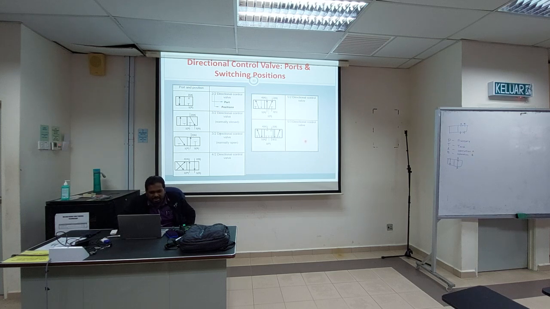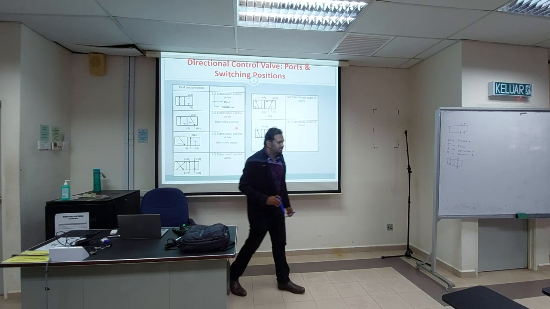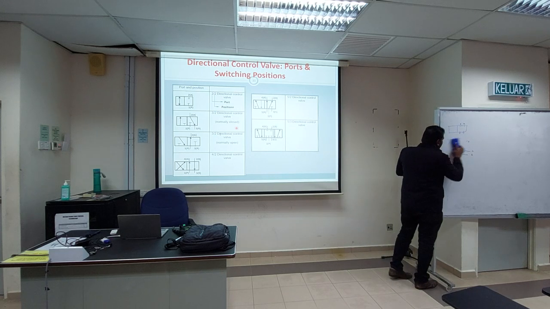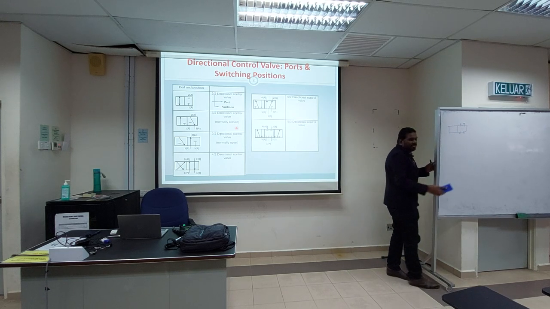Okay, so yang ni pun I dah explain tadi. Okay, port and also position. You boleh tahu. So based on the number of port and also number of boxes, you boleh bagi nama dia. Okay, so another thing, normally close. So normally close, apa tu? Apa beza normally close dengan normally open? Normally close, apa tu normally close?